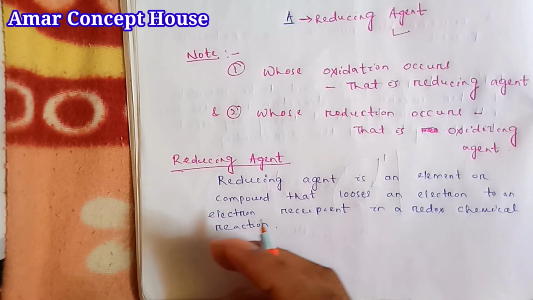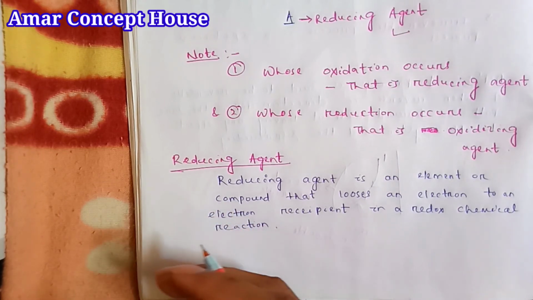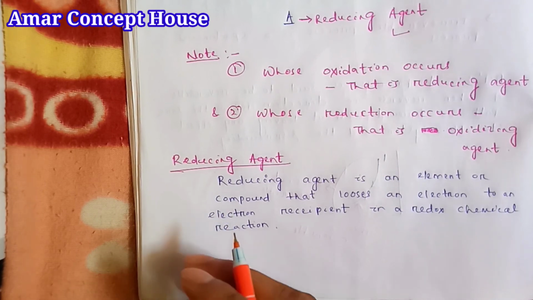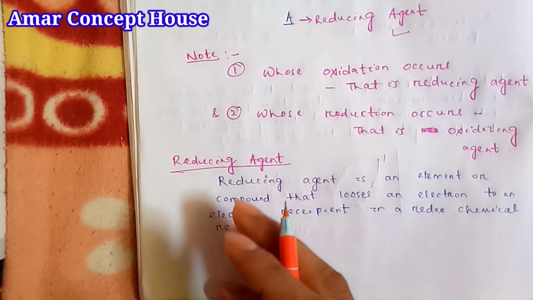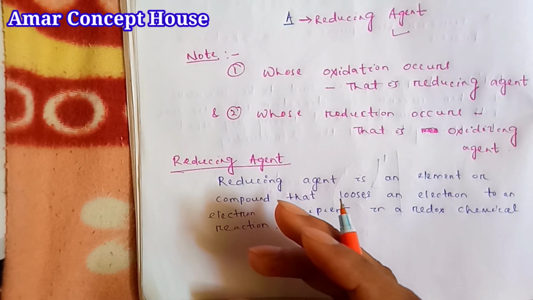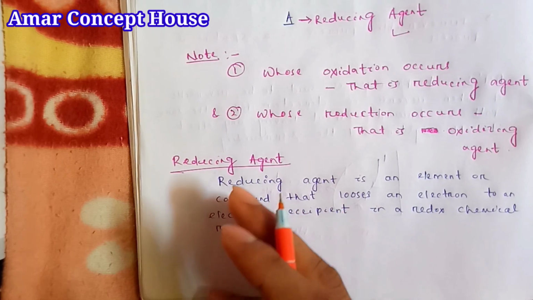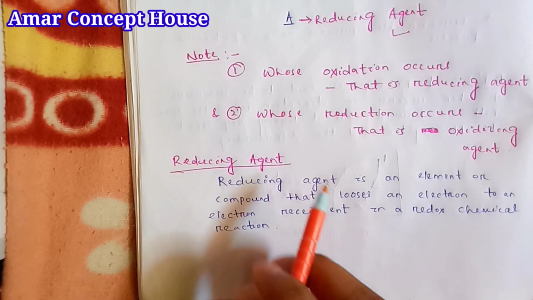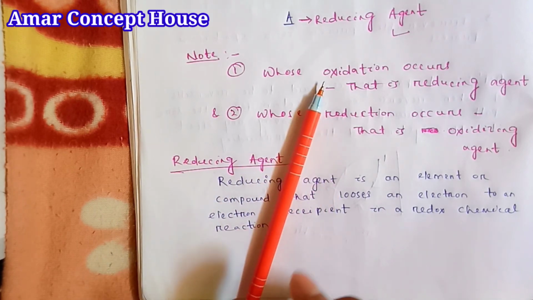So a reducing agent is thus oxidized when it loses electrons in the redox chemical reaction. That means the one that loses electrons will be oxidized, and that is the reducing agent. And the one that gains electrons will be reduced, and that is the oxidizing agent. Clear? Hope you understand this concept.